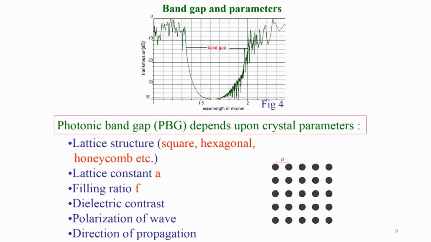So, the photonic band gap depends on many parameters of the crystal structure. In particular, of course, it depends on whether it is a square lattice or hexagonal lattice, etc. And you have the lattice constant, that spacing, the unit cell dimensions, and the filling factor, how close these are, whether they are very close by or far away, how it is filled, and so on. The dielectric constant, the contrast between the hole and the outside medium or the rod and the outside medium, the polarization of the wave, the direction of the propagation, and so on and so forth.